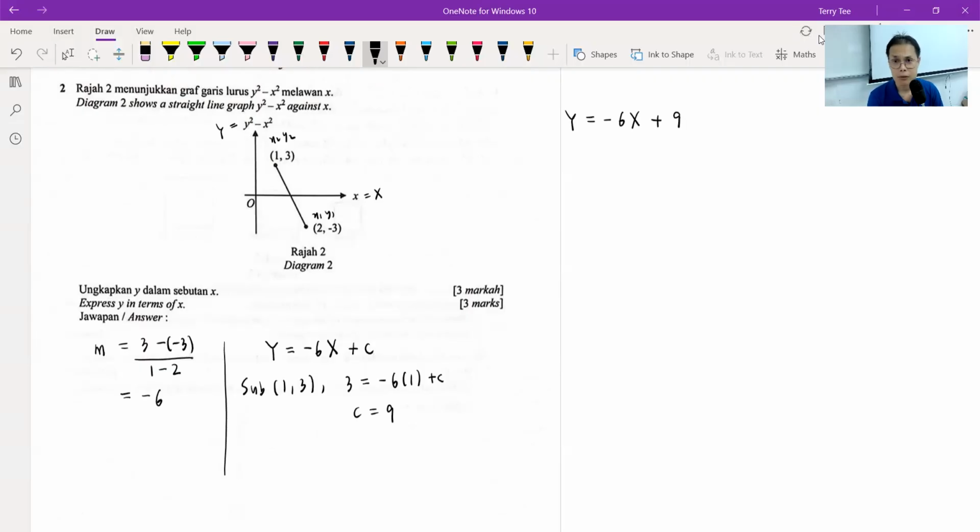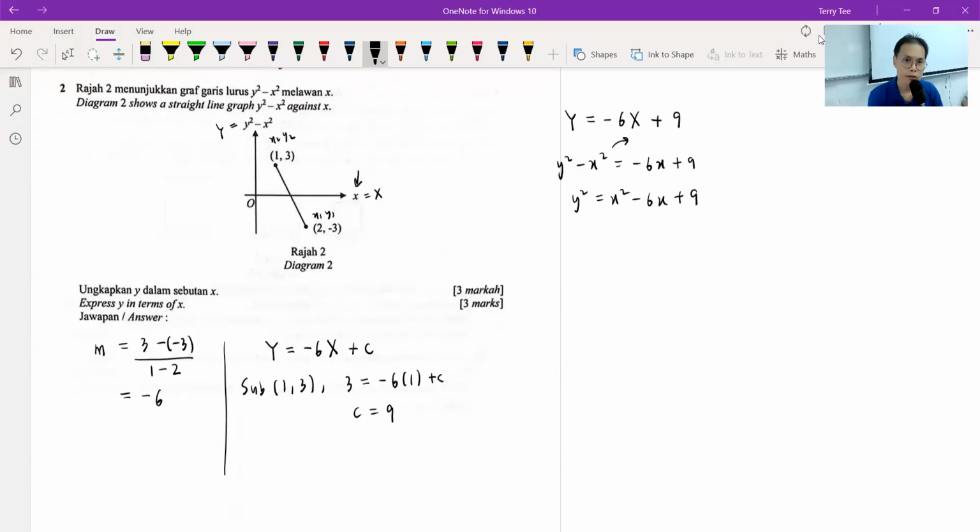So let's replace your big Y with y squared minus x squared. Replace your big X with just x. It is x here, as you can see from the graph. Now let's bring the negative x squared to the right. Your y squared is x squared minus 6x plus 9.